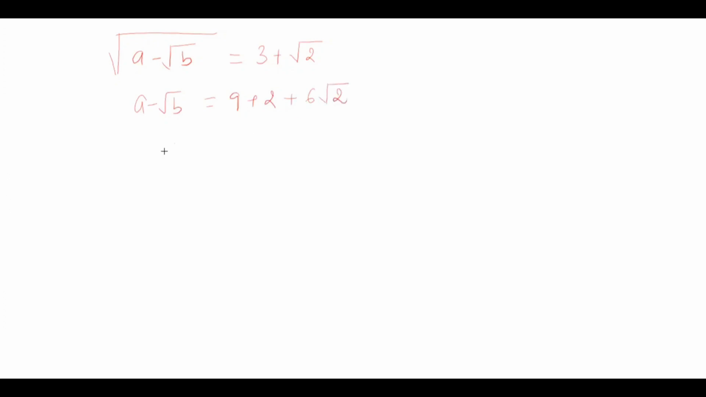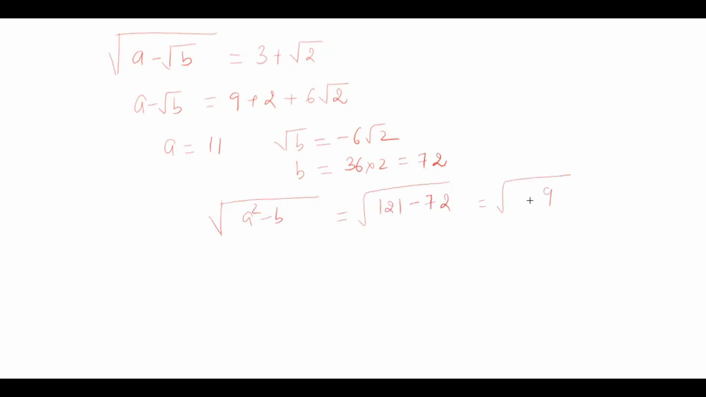Yes, sir. I can say that a is 11 and root b is minus 6 root 2. b would be equal to 36 into 2, which is 72. So square root of a square minus b will be 121 minus 72. That would be 7.